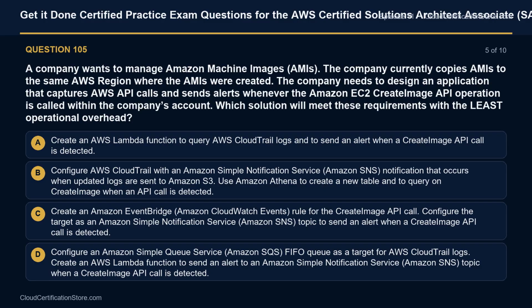Question 105. A company wants to manage Amazon Machine Images, AMIs. The company currently copies AMIs to the same AWS region where the AMIs were created. The company needs to design an application that captures AWS API calls and sends alerts whenever the Amazon EC2 CreateImage API operation is called within the company's account. Which solution will meet these requirements with the least operational overhead?